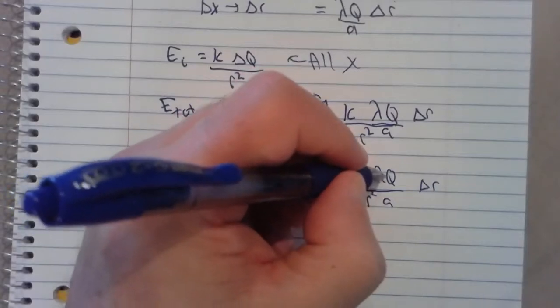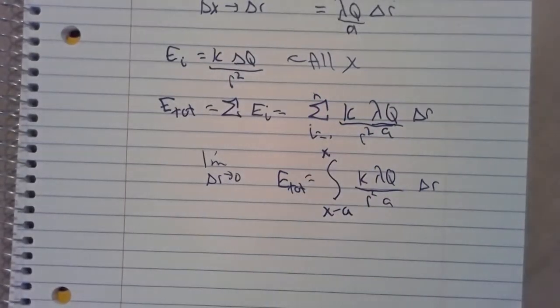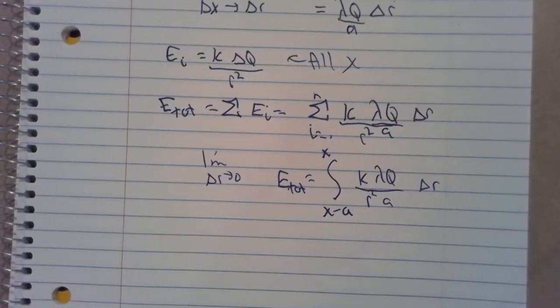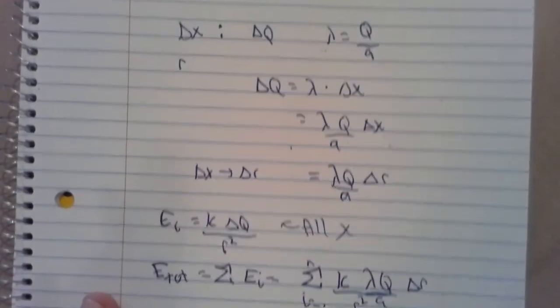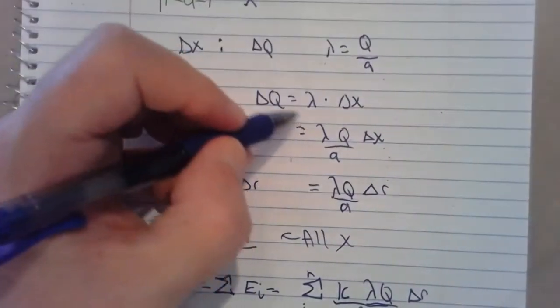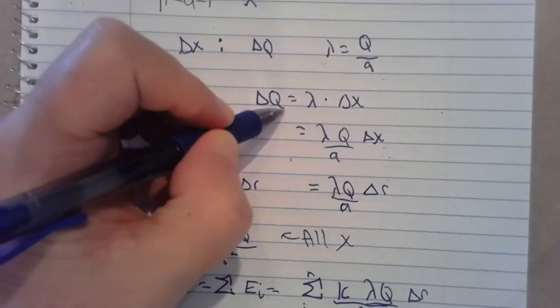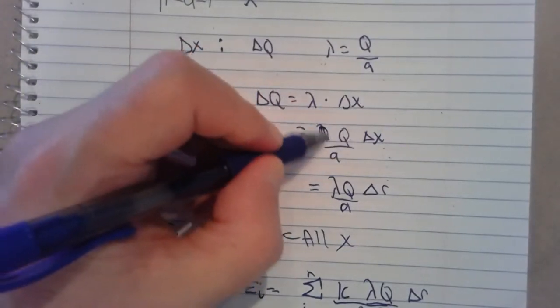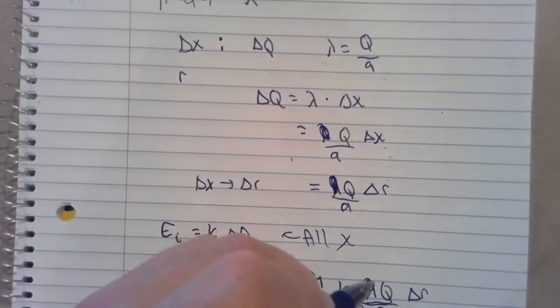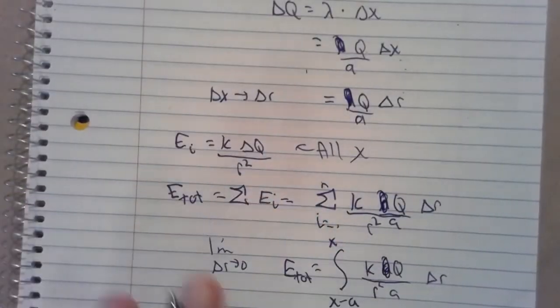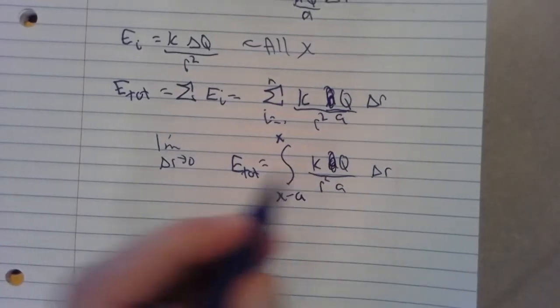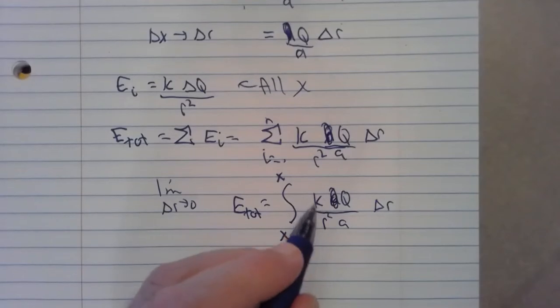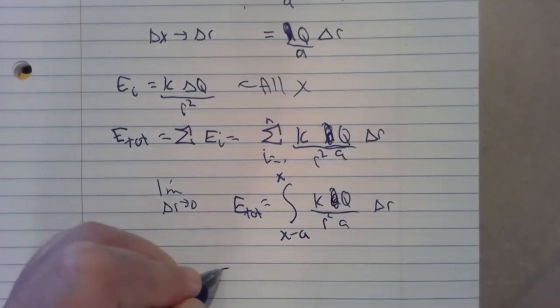The k, the q, the a, those all come out. Oh, well, the lambda up here, lambda was q over a. So delta q here should have been q over a delta x. There's no lambda in here. We already have the lambda, that's the q over a. Sorry about that. So pull out the stuff that's constant. k, q, a can all come outside.